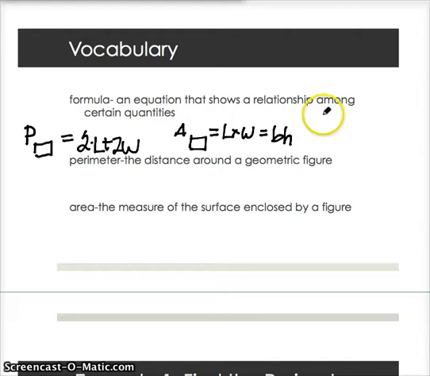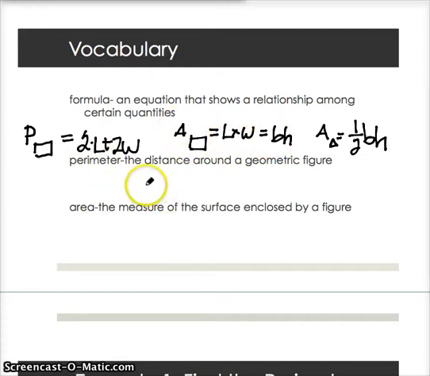Another formula that you should be familiar with is the area of a triangle. The area of a triangle is given as 1/2 base times the height. So these are formulas that we are familiar with, and you notice that we are relating a quantity such as the length and the width with the perimeter, or the area with the length and width.